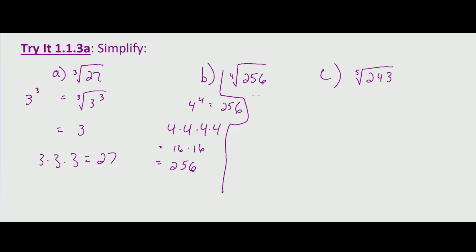So this is going to equal, and I've got it a little off sideways here, so I'll bring it over here, the fourth root of 256 equals the fourth root of 4 to the fourth power. The fourth root of any value to the fourth power is simply going to be that value. So the fourth root of 4 to the fourth is 4.